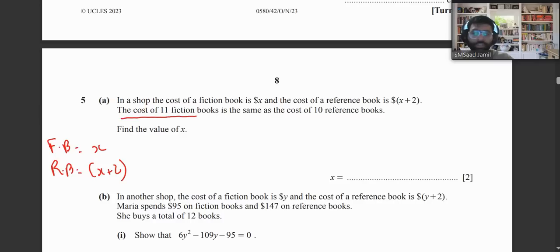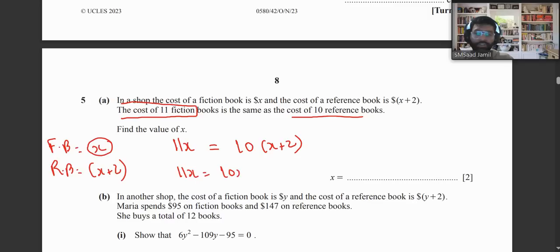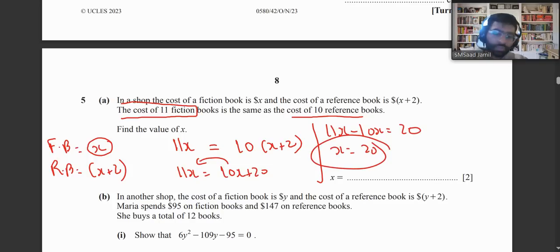The cost of 11 fiction books: what's the cost of one fiction book? X. So 11 fiction books would be 11X. This is equal to the cost of 10 reference books. So write 10. What's the cost of one reference book? X plus 2. Now solve it. Simple algebra: 11x equals 10x plus 20, so 11x minus 10x is equal to 20. X is equal to 20. So the value of x is 20.